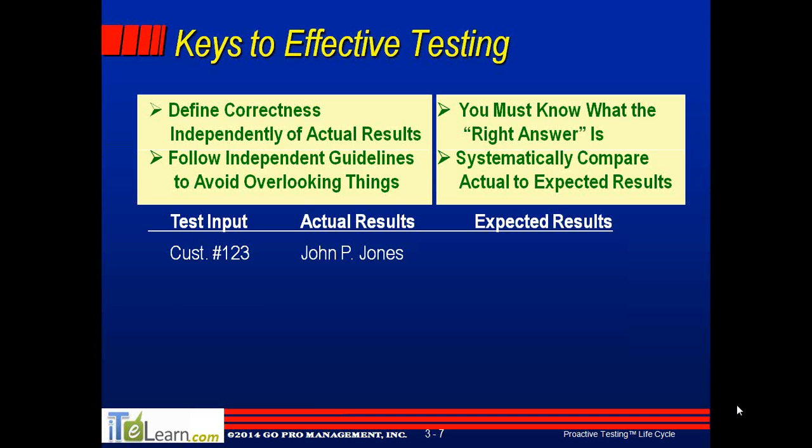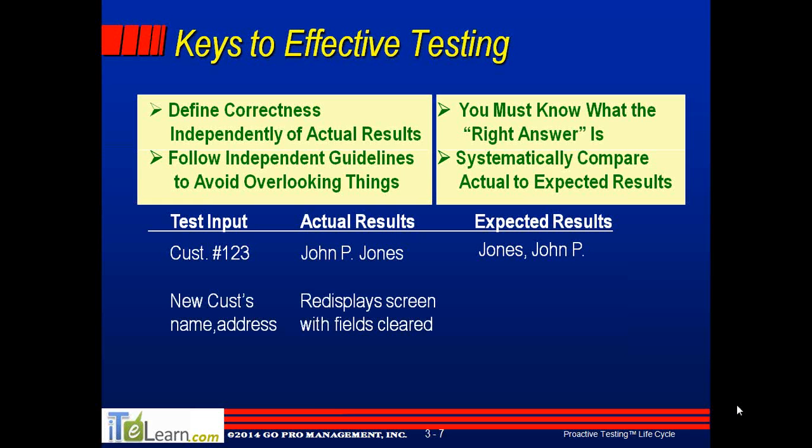Let's look at an example. So let's say that you've entered customer number 123. The result comes back John P. Jones. Now, is that right? Well, you've got to know what the right answer is. It should be Jones, John P. period. So I think you can see how easy it is to fall into the trap of assuming that the actual result is correct if you don't have a really good idea of what the right answer is supposed to be. Similarly, you enter a new customer's name and address. The screen comes back with fields cleared, ready for entry of the next value. Right or wrong? Oh, it's supposed to say added.